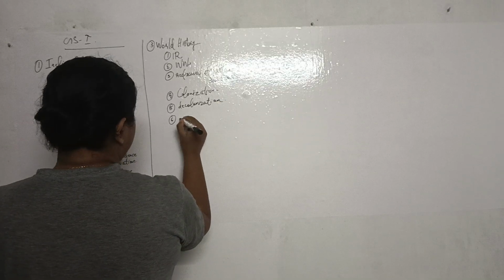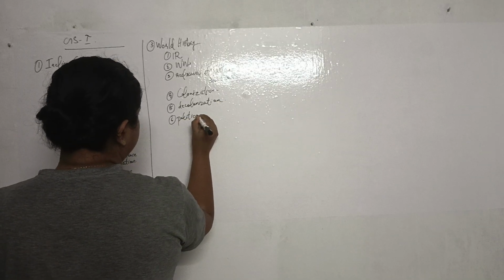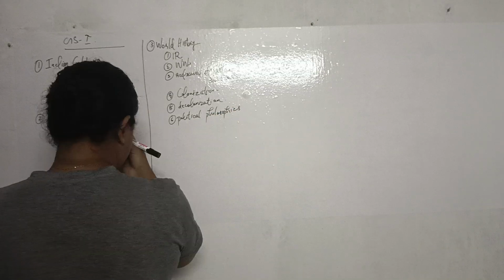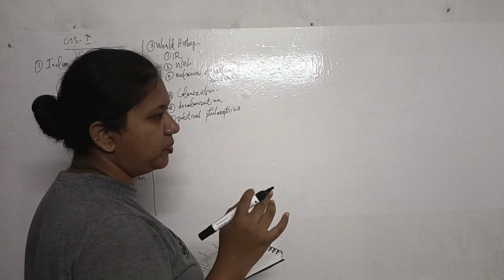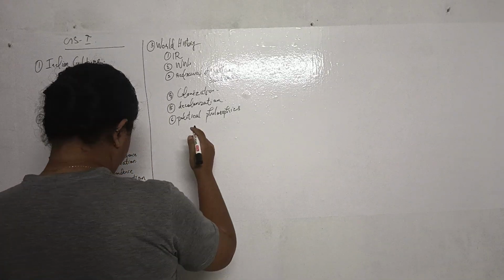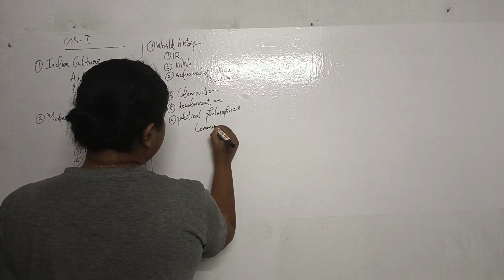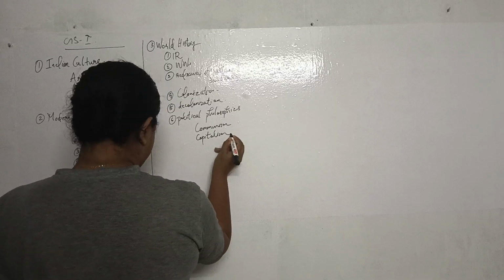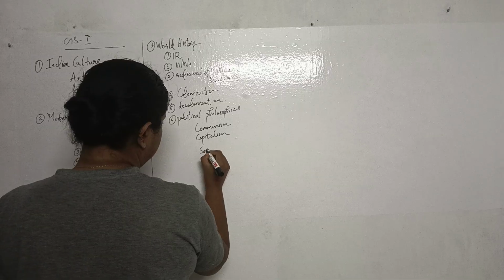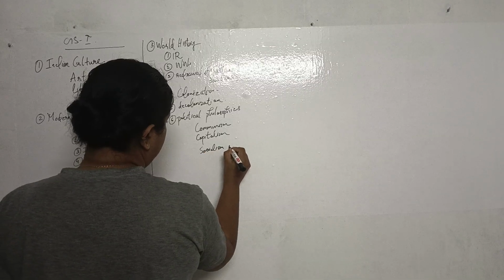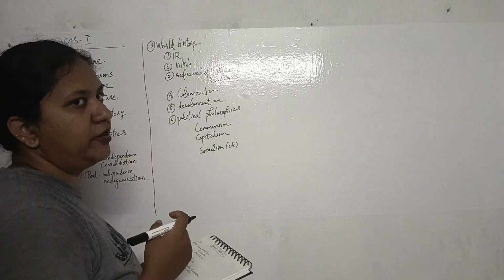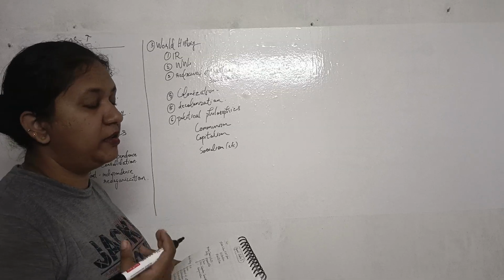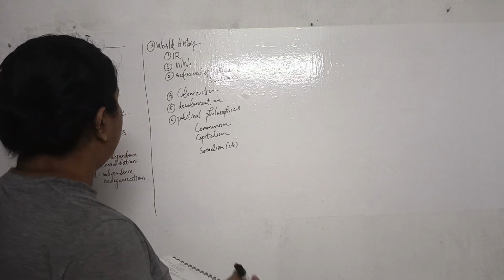Then political philosophies. In political philosophies, the important three philosophies that UPSC is stating are communism, capitalism, socialism, etc. There is an etc., so you have to be careful. You have to understand every type of political philosophy that happened throughout the world and is happening. So that's all about world history.